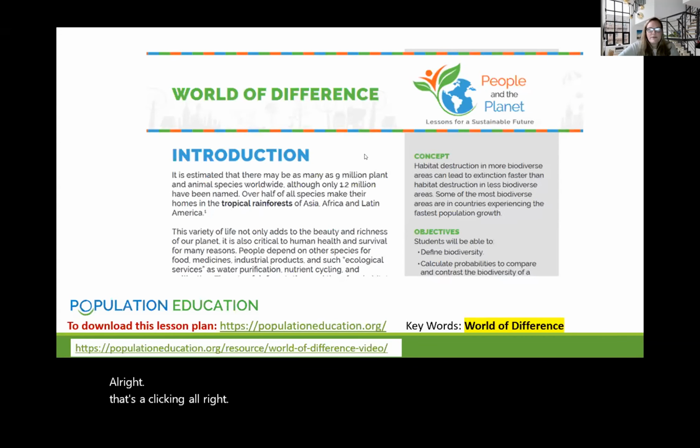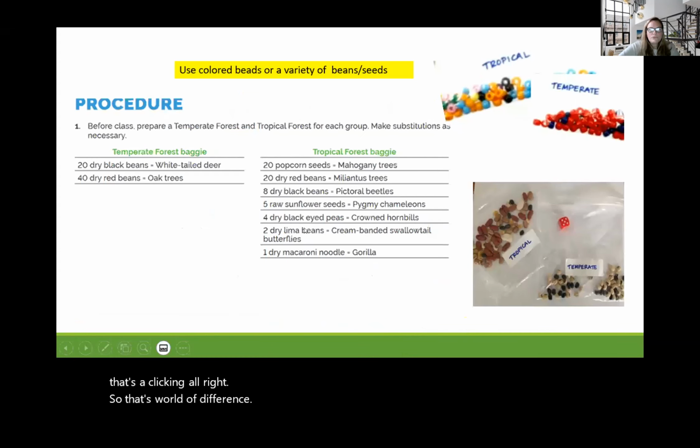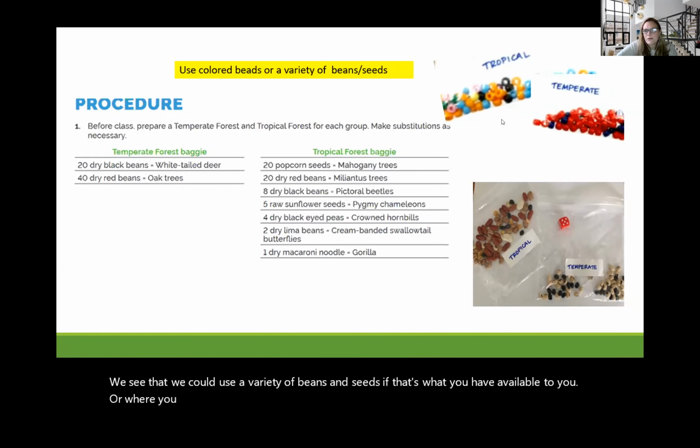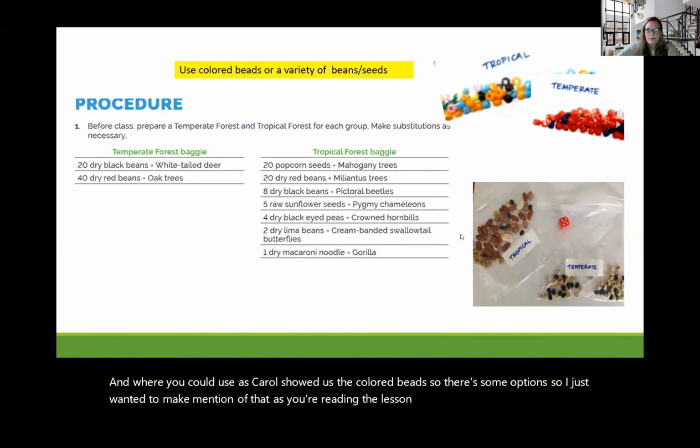So that's World of Difference. And in the lesson plan, as written, we see that we could use a variety of beans and seeds, if that's what you have available to you. Or you could use, as Carol showed us, the colored beads. So there are some options. I just wanted to make mention of that as you're reading the lesson plan. They are using the agricultural products.